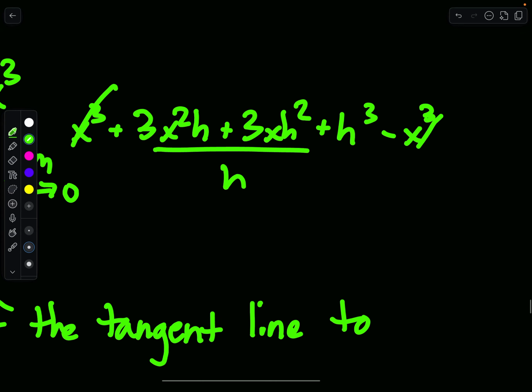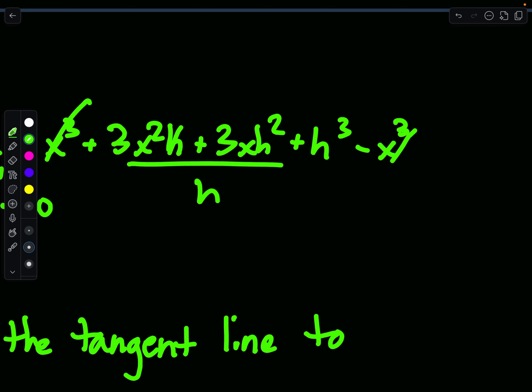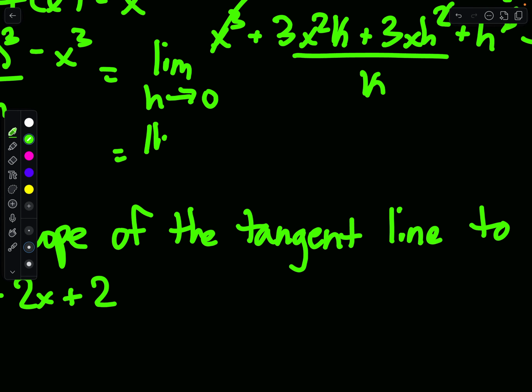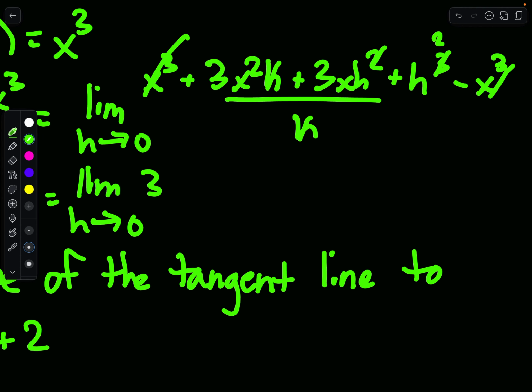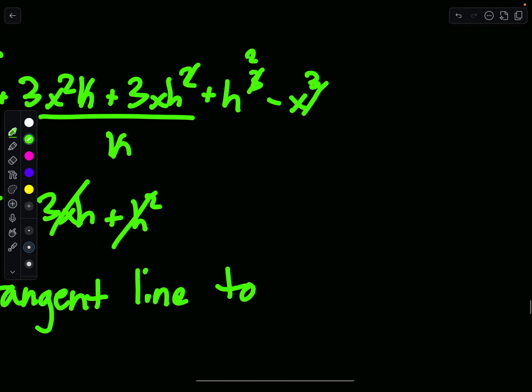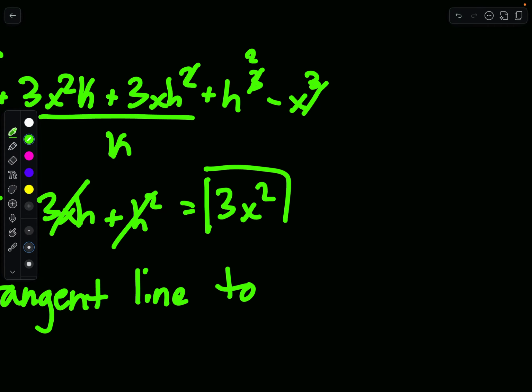Cancel. And then we cancel out these. And then we get the limit as h approaches 0 of 3x squared plus 3xh plus h squared. Direct substitution cancels these out, and we get 3x squared. And that is the derivative.